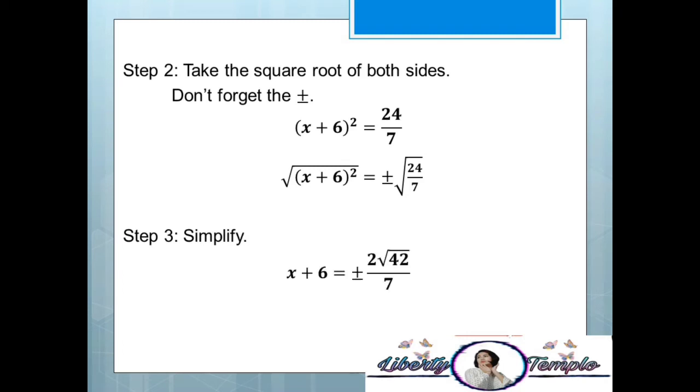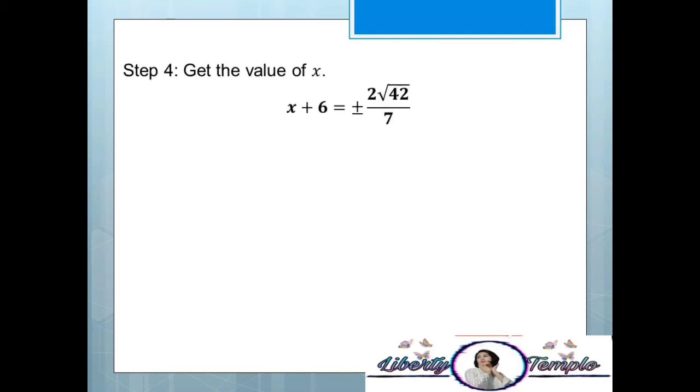So we have x plus 6 is equal to positive negative 2 square root of 42 all over 7. So we know that we have square root of 24 over square root of 7. So all we did is we rationalize. We multiplied square root of 7 over square root of 7 to square root of 24 over square root of 7. And that results to 2 square root of 42 over 7.